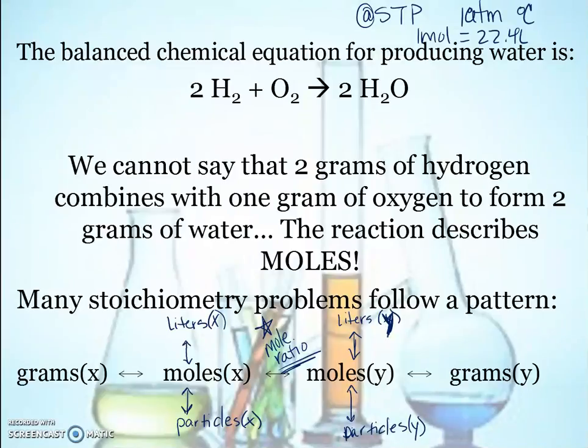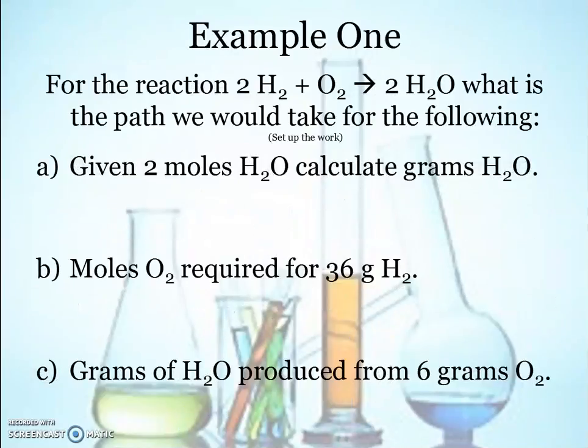Let's do some practice. Example number 1. For this reaction that we've just seen, what is the path that we should take for the following? All we're doing is setting up the work. We don't actually have to solve for it. Given 2 moles of water, we want to calculate grams of water. So we set up 2 moles of H2O, and we want to go to grams of H2O.